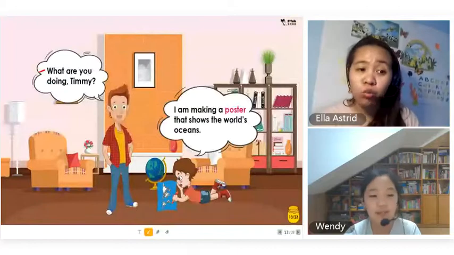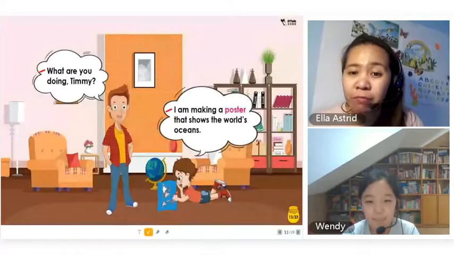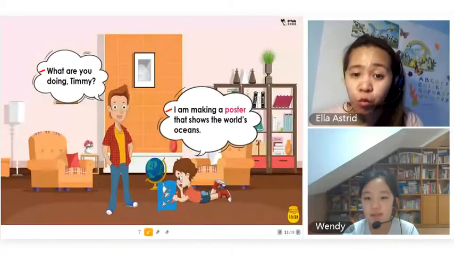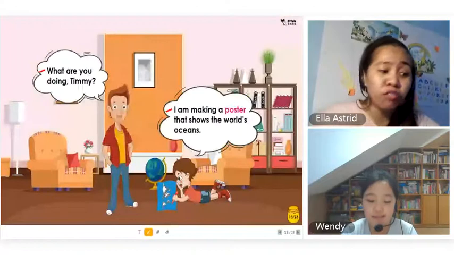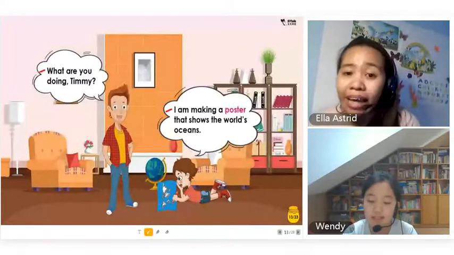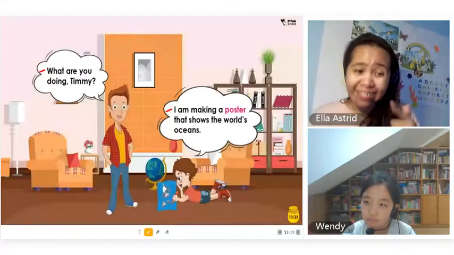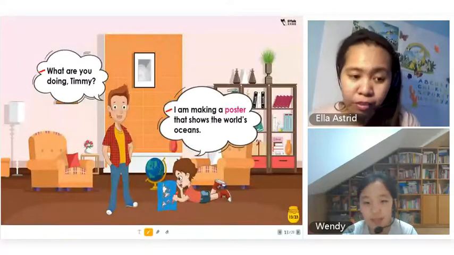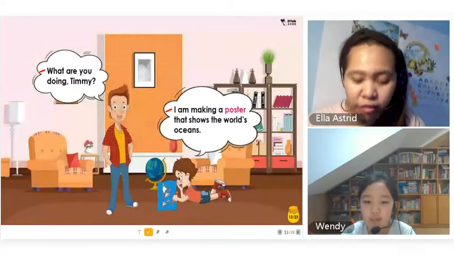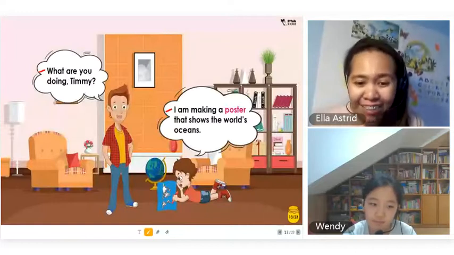Okay, what are you doing, Timmy? I am making a poster that shows the world's oceans. Wendy, what is Timmy doing? Yes. Timmy is making a poster that shows the world's oceans. Yes. Okay. Next.